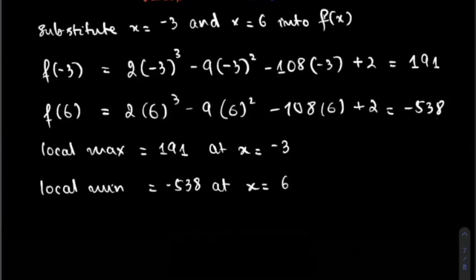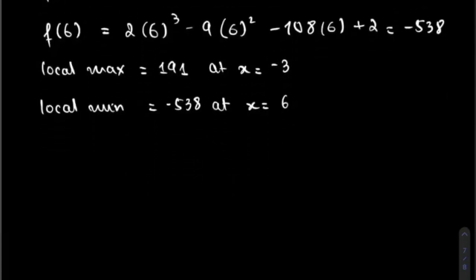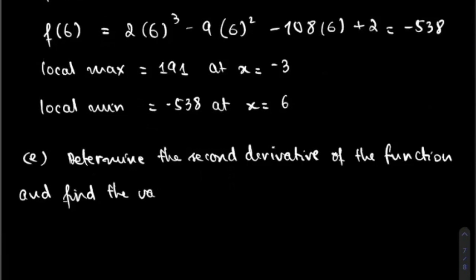One last question. This is just to give a taste of the higher order derivative, and eventually next week we're going to learn about something called the second derivative test. So for the last part, determine the second derivative of the function, and find the values of x when f double prime of x is equal to 0.